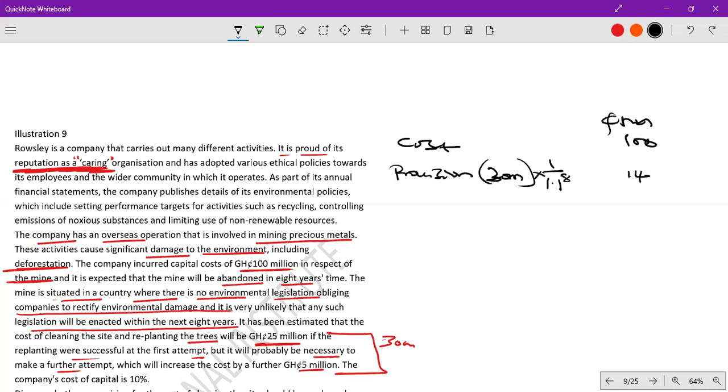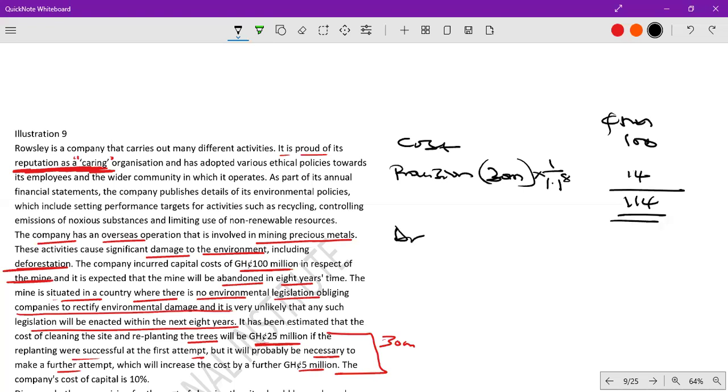Somebody is asking, is it 14 million? Approximately 14. Okay, that confirms 14 million. So what are we going to do? We are going to add the cost of this reclamation, or the cost of this provision, to the mine. So what will be the total cost of the mine? This will be 114.